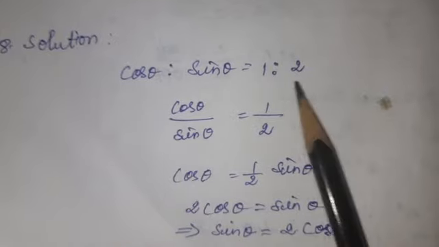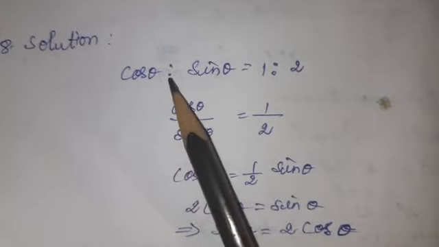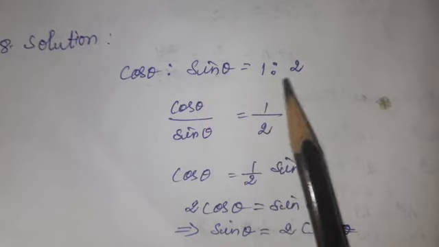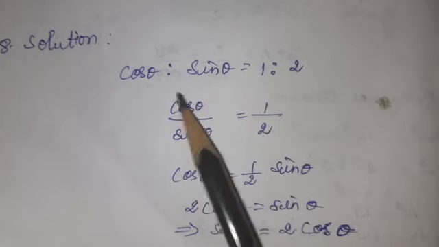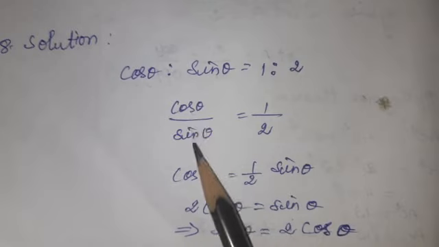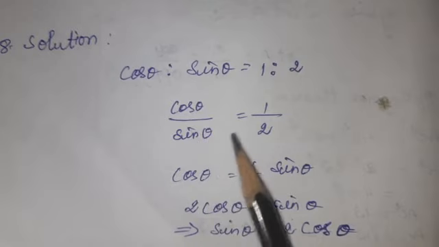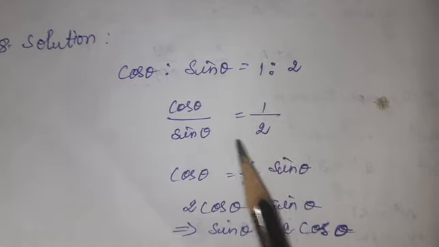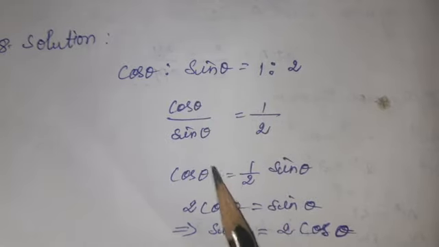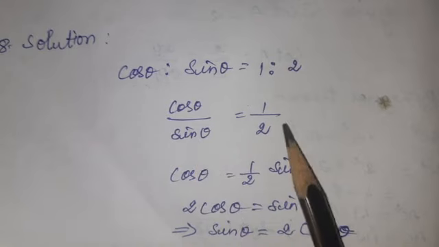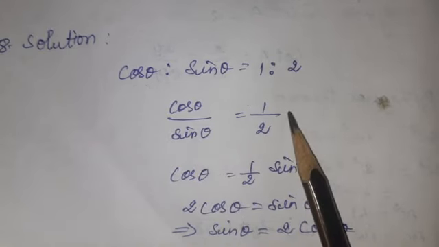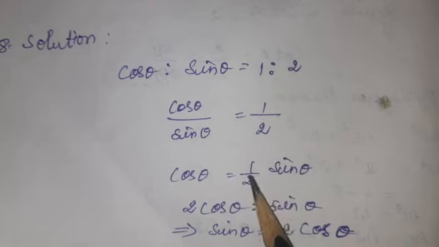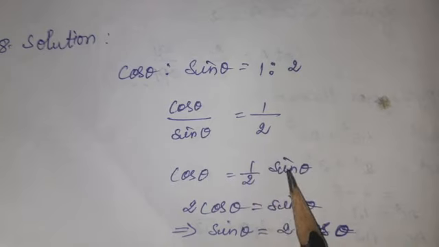Solution: that ratio format is written here, cos theta is to sin theta is equal to 1 is to 2. Ratio format means divide format, that is cos theta divided by sin theta. So we can write it like this: 1 is to 2 can be written as 1 by 2, equal to cos theta over sin theta. This is the denominator, we are having sin theta, no? That one I am multiplying with the opposite side, it will come as a numerator. So 1 by 2 into sin theta.